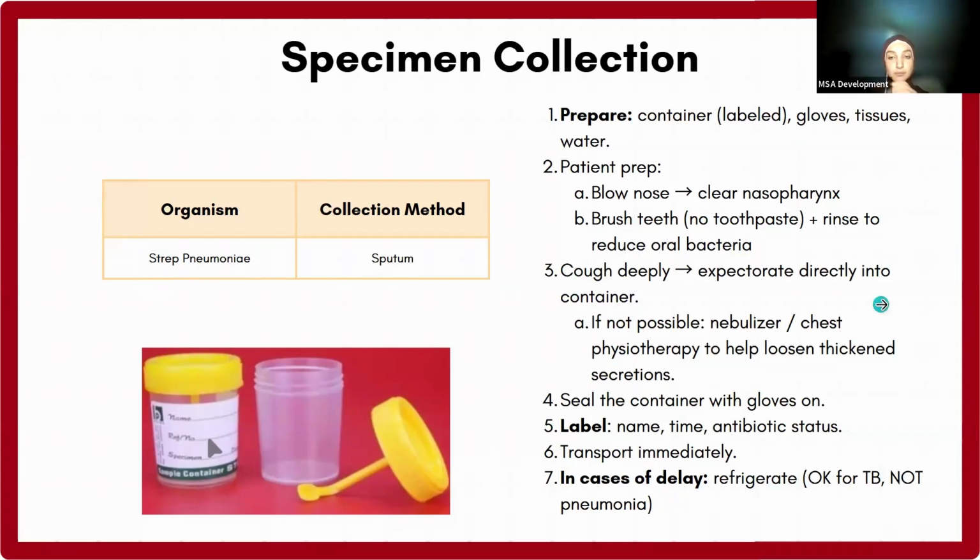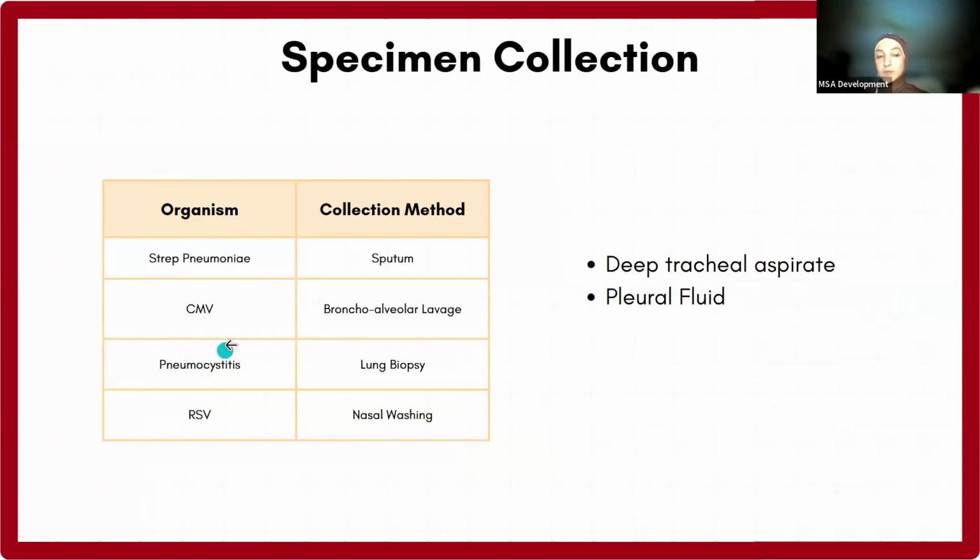Now, we have collection methods for the other microbes. We have for CMV, bronchoalveolar lavage, for pneumocystis, we have lung biopsy. For RSV, we do nasal washing, okay? The two other collection methods that we use are deep tracheal aspirate and pleural fluid. For deep tracheal aspirate, we usually use it for infections with Staph aureus, and pleural fluid is just for if there's pleural effusion or whatever, we aspirate it. You don't need to go into the details of how these things occur. Just memorize them.